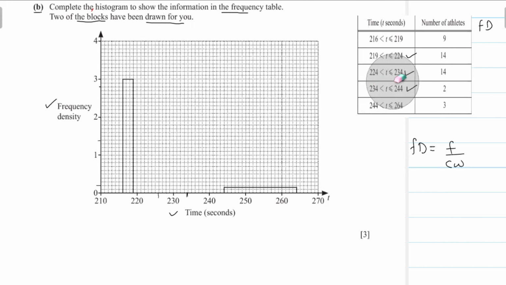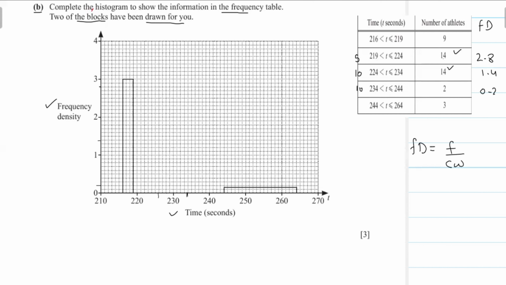You see here the class width of these 3 intervals is 224 minus 219. The class width here is 5, and 234 minus 224, the class width here is 10, and next the class width is 10. When we divide the frequency by class width, this will be equal to frequency density. 14 divided by 5 will be equal to 2.8. Next is 14 divided by 10. This will be equal to 1.4. And next, the frequency 2 divided by the class width 10 is 0.2.